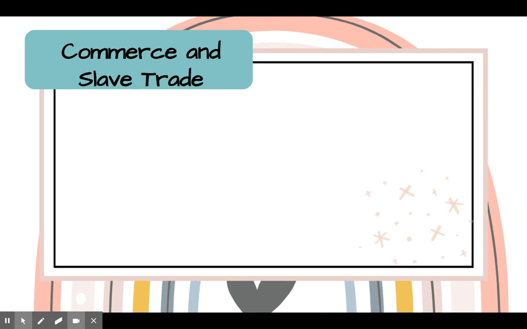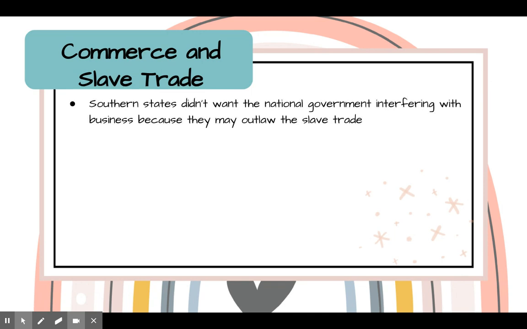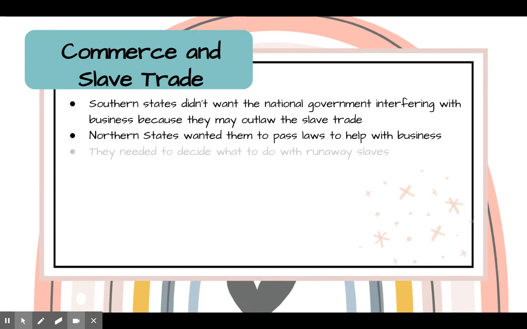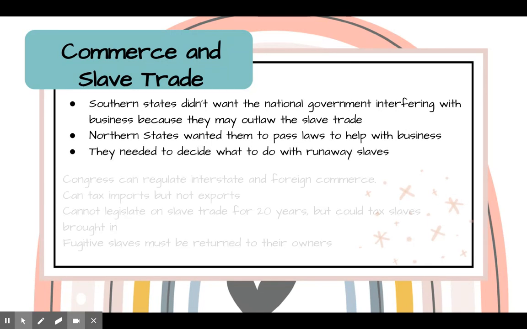And then next they went to commerce and the slave trade. Southern states didn't want the national government to interfere with business. They also were worried about the slave trade being outlawed. Northern states wanted them to pass laws to help with business because they are more of a business-friendly area. So there's going to be more industrial factories and things like that. And they also needed to decide what to do with runaway slaves.